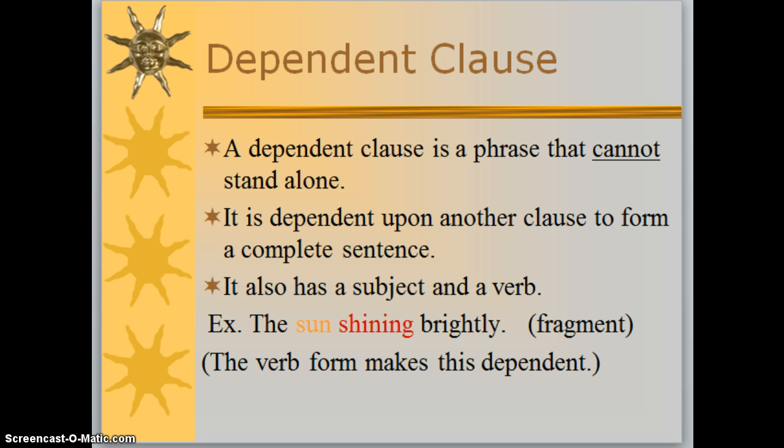A dependent clause is a phrase that cannot stand alone. It is dependent upon another clause to form a complete sentence. It also has a subject and a verb. The sun shining brightly. Sun is the noun or the subject. Shining is a verb, but it's a fragment. It just doesn't make sense alone. The sun shining brightly. The verb form makes this dependent.